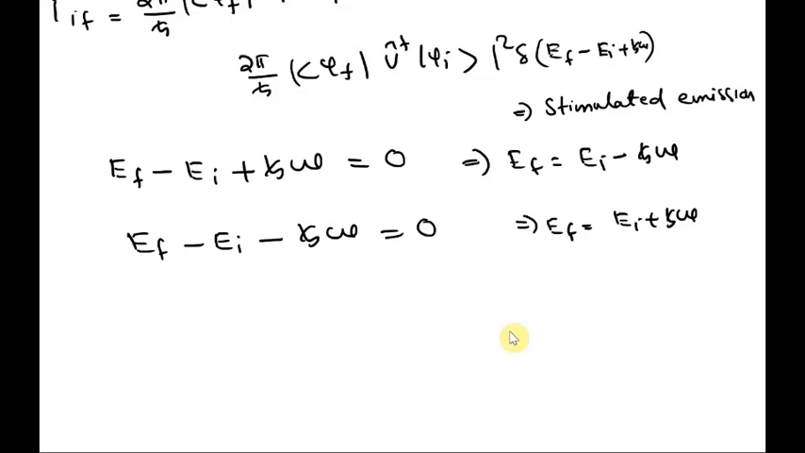The second case, your final energy is more than that of the initial energy, because you have an additional h cross omega factor here. So the initial energy is raised by h cross omega by adding a photon into the energy. So this is actually an absorption process.